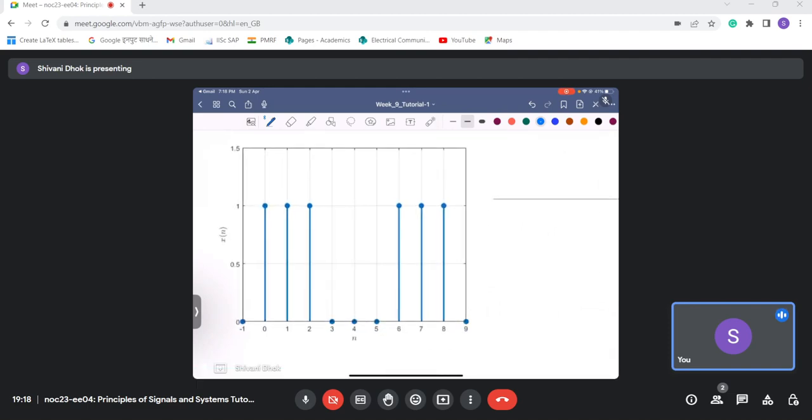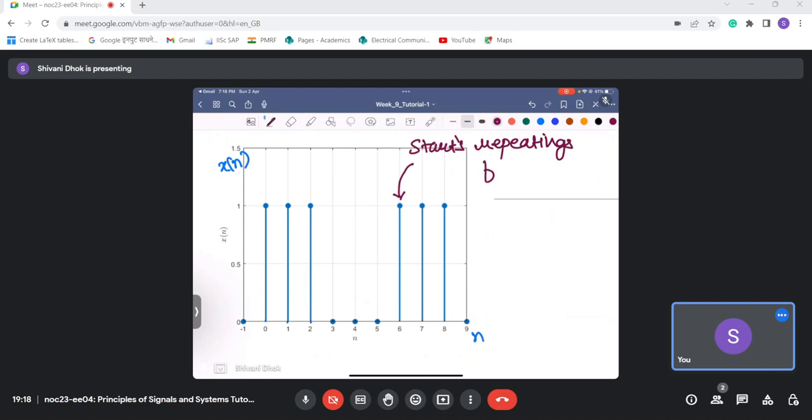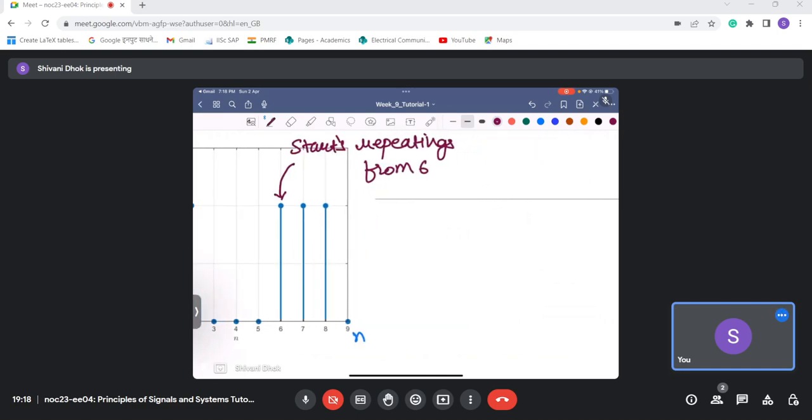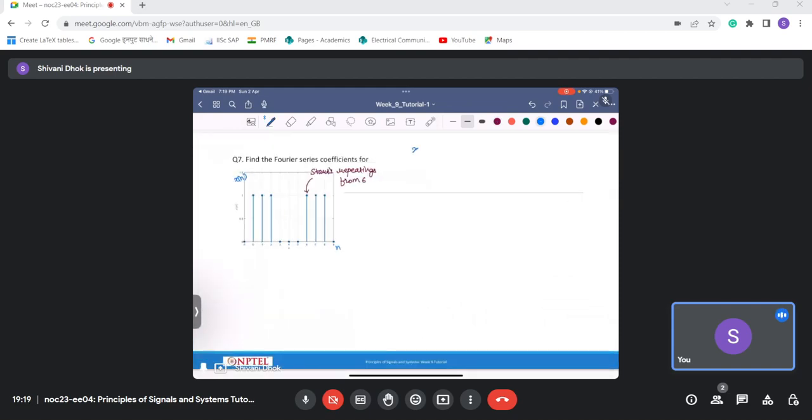Let us look at the very first example, and it says that we need to find the Fourier series coefficients for this particular signal. So let's say this is x[n], this is my n axis. This is 0, 1, 2, 3, 4, 5, and we can observe here that the signal starts repeating from 6, which means that it repeats after every 6th instant. If that is the case, then we can say that this x[n] is a periodic signal with period N0 equal to 6.